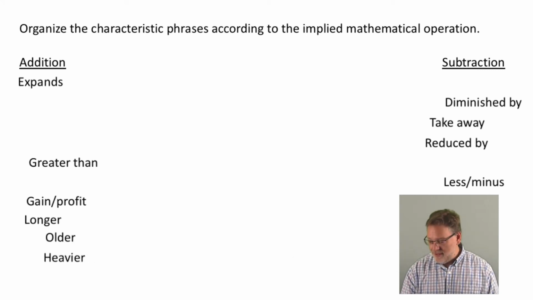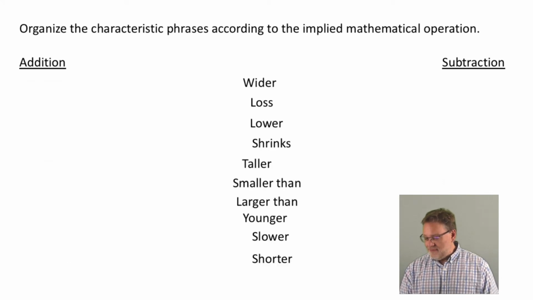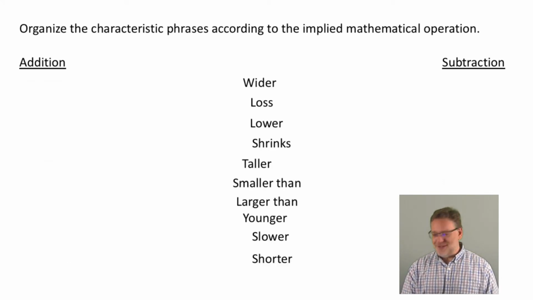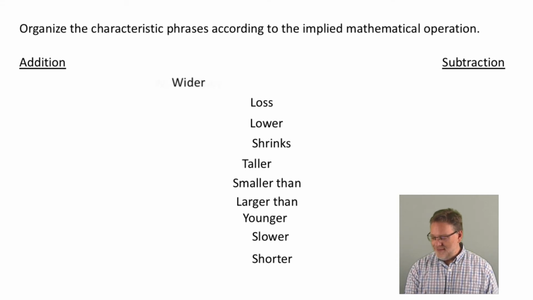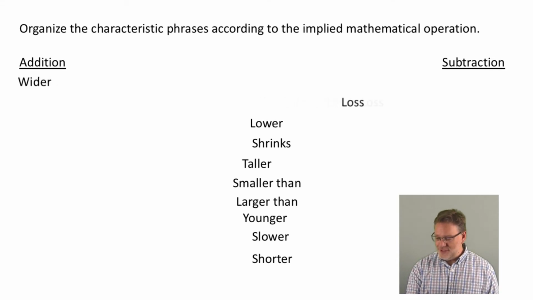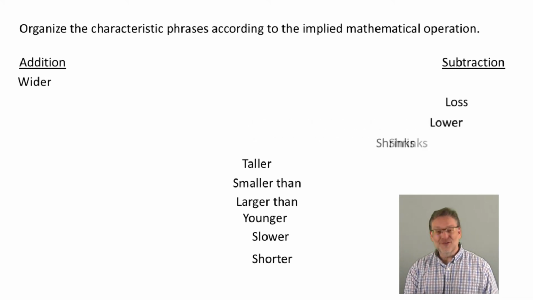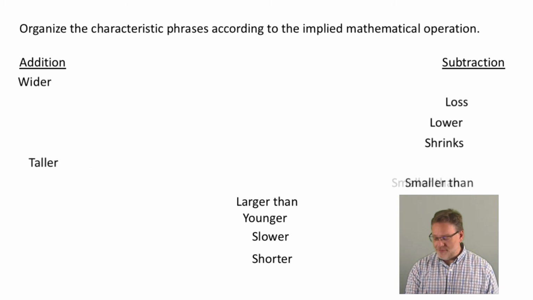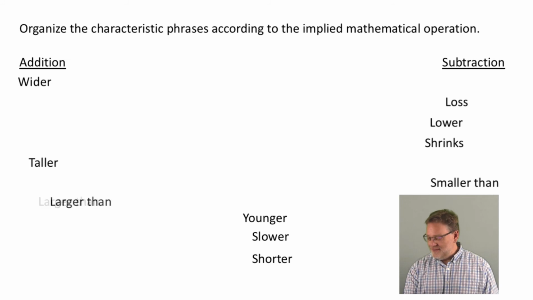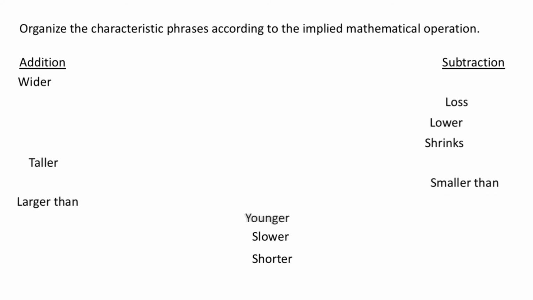So we've done this with addition and subtraction. Let's also do it with another set of addition and subtraction. I thought we were going to go right to multiplication there, sorry, but let's do one more list of words there. Wider, that's also addition. Loss, subtraction. Lower, also subtraction. Shrinks, subtraction. Taller, addition. Smaller than, subtraction. Larger than, subtraction, addition rather. Younger, subtraction. Slower, subtraction, and shorter, subtraction.